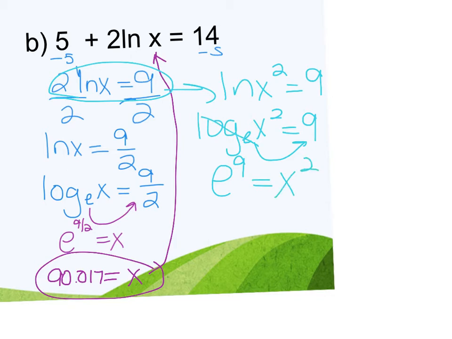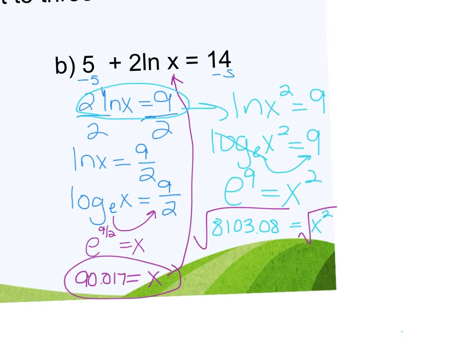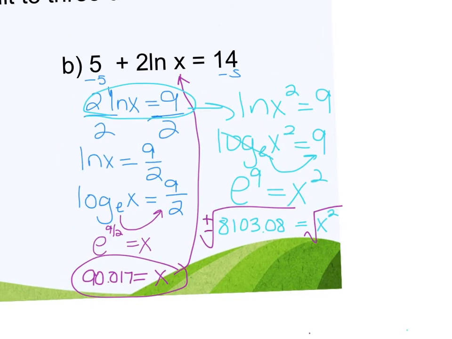And then I would do e to the 9th, which is 8,103.08. And then when I take the square root, I would do plus or minus, and I end up with plus and minus 90.017.